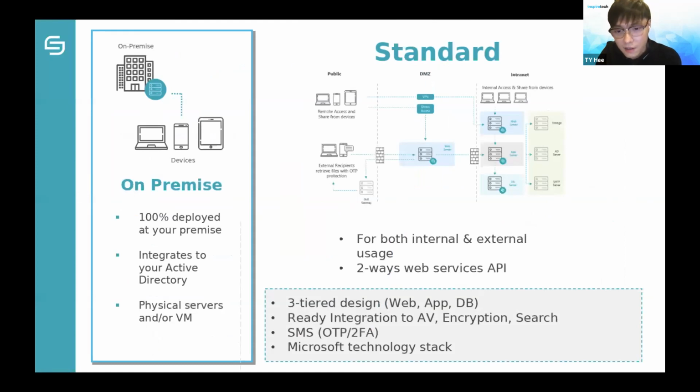So on the deployment needs itself, we have these options of on-premise, on cloud, and also the hybrid. So for this webinar, we are actually focusing on on-premise. Okay. So besides that, we have architecture as well. We have this standard architecture, and also there's another option which is the enterprise architecture. Okay. So for the standard architecture, you can see there's a gray box down there. There's a 3-tier design, ready integration to AV, encryption and search. So we can do SMS for verification as well.